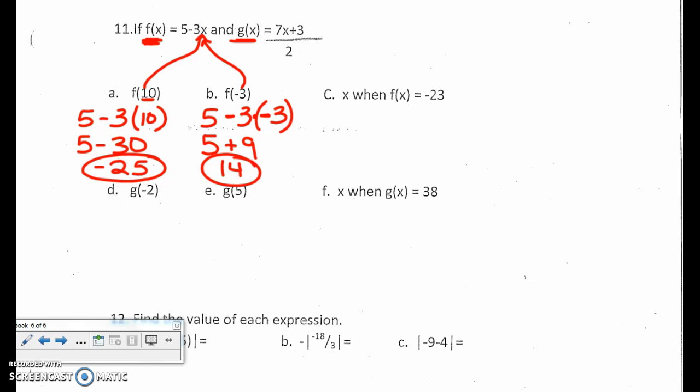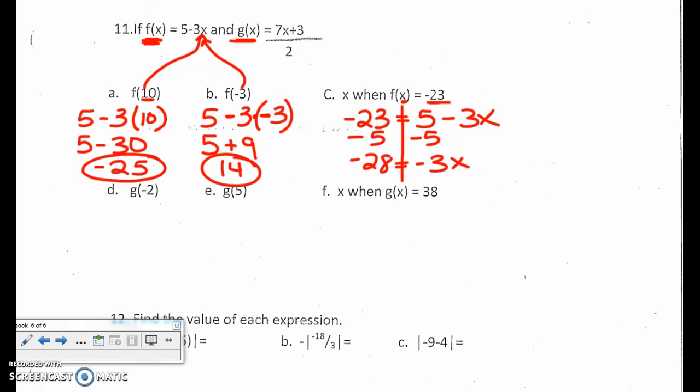Now C is different. Notice that negative 23 is not inside the parentheses. So that's our output, so we're going to put it on the outside of our function and solve. Notice that I have an equal sign now. That's when we're going to do our two-step equations. I'm going to subtract 5 from both sides, so I get negative 28 equals negative 3x. Divide by negative 3, divide by negative 3, and x is approximately 9.3.